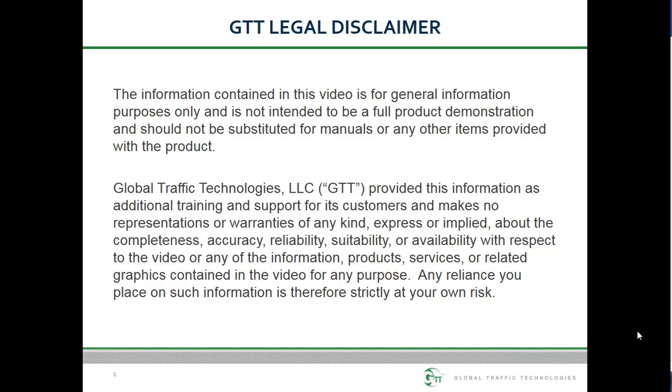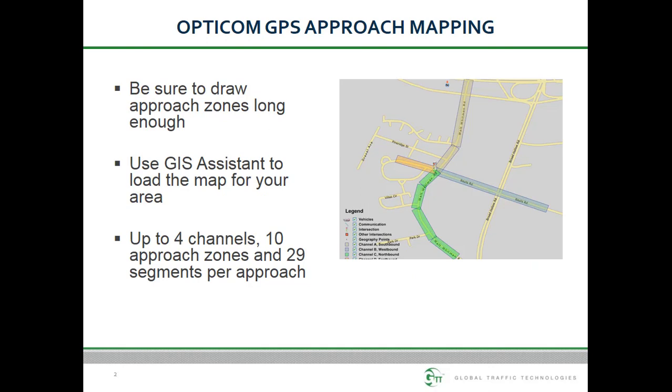This video provides an overview of the details and process for creating Optocom GPS approach maps. Approach maps define the area that the vehicle needs to be in to qualify for EVP and TSP. Vehicles must be in a zone in order to place an EVP or TSP call, so it is very important to make the zones long enough so that they can initiate a call when needed. It is not possible to make the zones too long, but it is possible to make them too short.